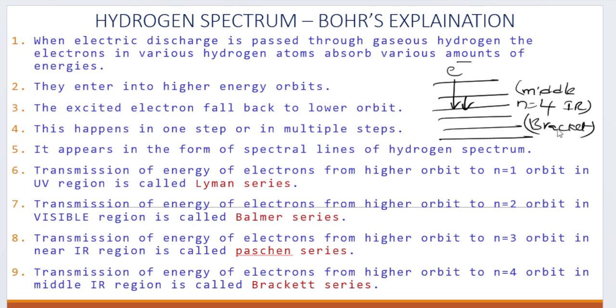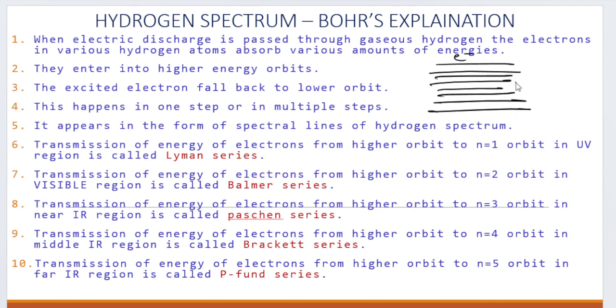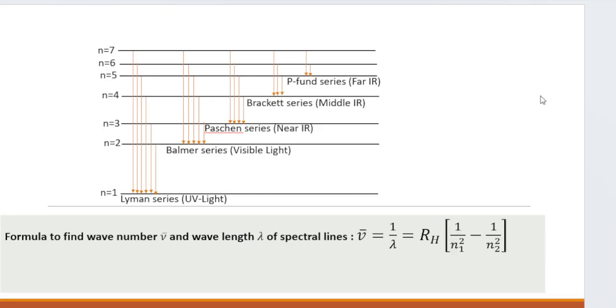And the transition of the electron from a higher energy level to the n equals 5 energy level, in the far IR region, is called the Pfund series.